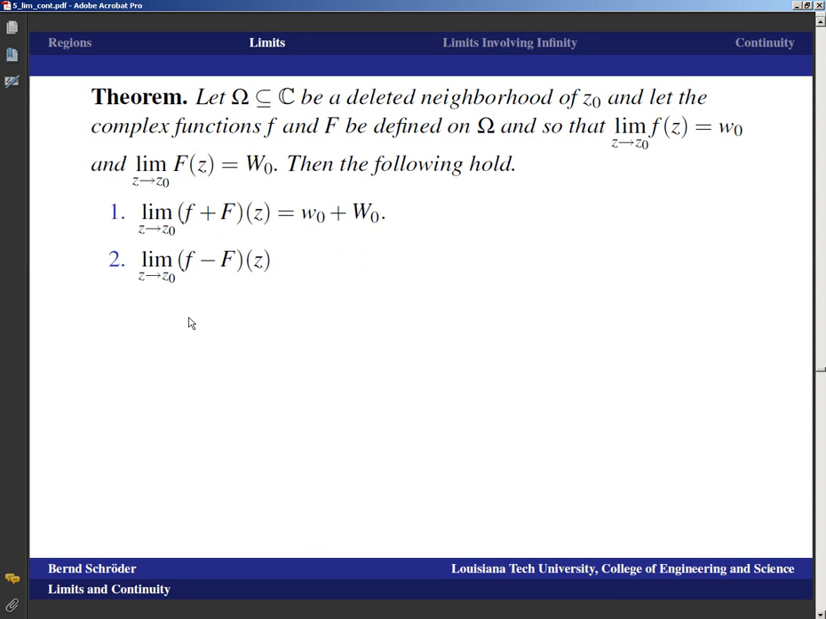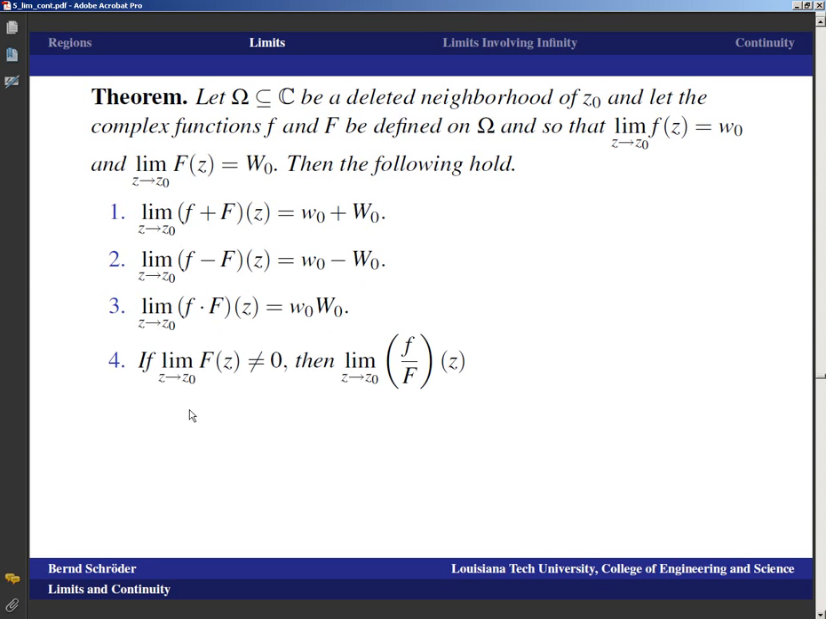The limit as z goes to z0 of lowercase f minus uppercase F is lowercase w0 minus uppercase W0. The limit as z goes to z0 of lowercase f times uppercase F is lowercase w0 times uppercase W0. And if the limit of uppercase F as z goes to z0 is not 0, then we can also talk about the quotient. And the limit as z goes to z0 of lowercase f divided by uppercase F is lowercase w0 over uppercase W0.